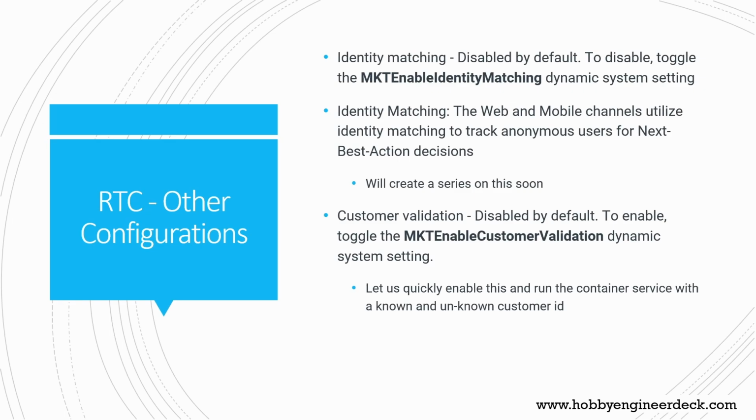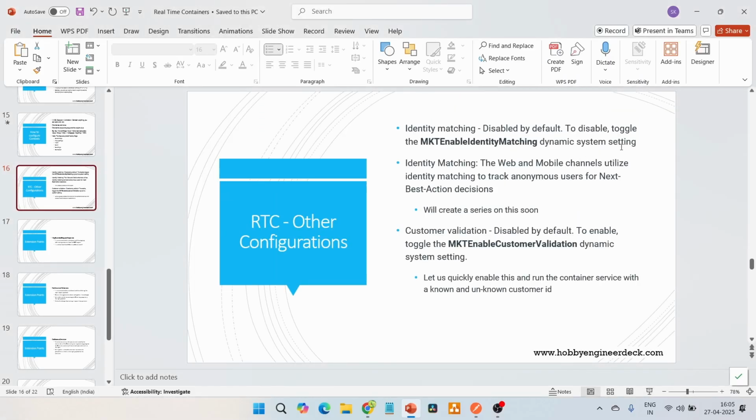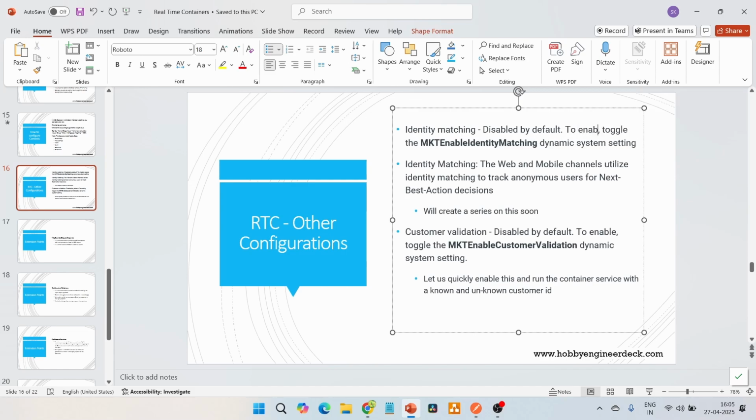The first one is identity matching. It is disabled by default. So to enable the toggle, you have to enable the DSS MKT enable identity matching. So it is disabled by default. You have to make this DSS true.